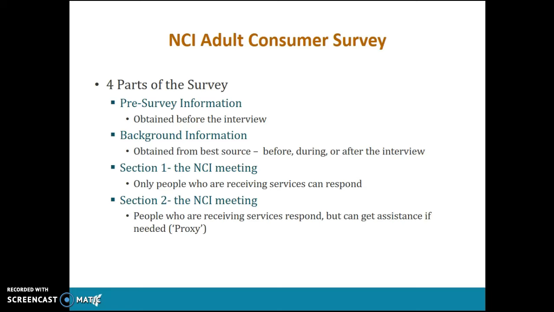Then we get into section 1, and this is the start of the face-to-face meeting with the individual. These are questions that only the person receiving services can respond to. They're the more subjective questions, so things like whether people like their home, if they're ever scared, if they like what they do during the day, those sorts of things. Then we have section 2. We always would prefer for the individual receiving services to respond to this, but the person may get assistance from a proxy if needed or preferred by the individual. And again, these are questions that are more objective.